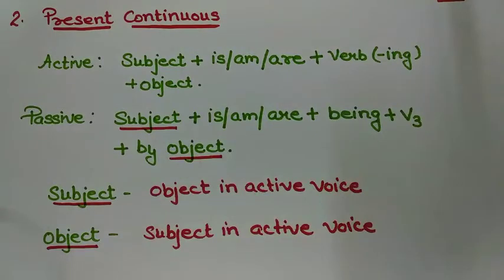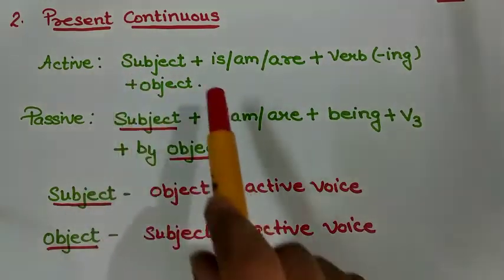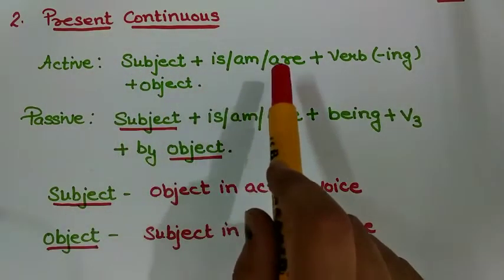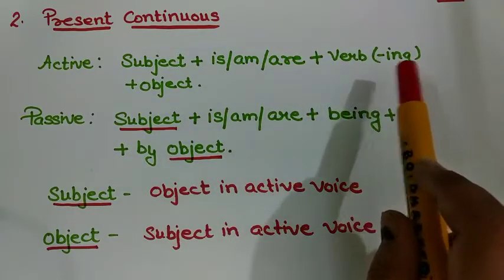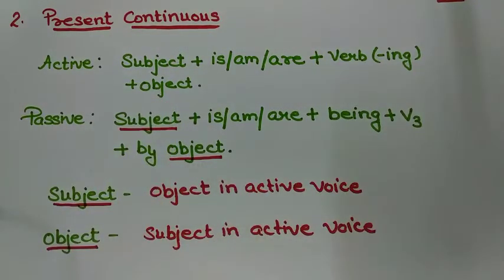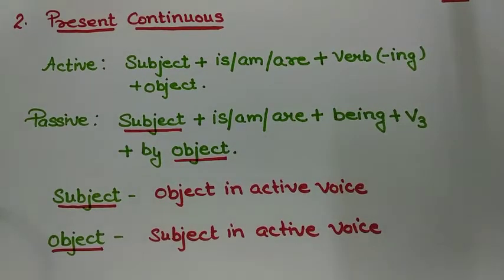So, in present continuous tense, active voice has the subject, then the helping verb is, am, and are, then comes the verb in the ing form, and then comes the object. The ing form is used to show the continuity in the tense. By continuity, I mean that the work is actually happening right now, or it is under process.